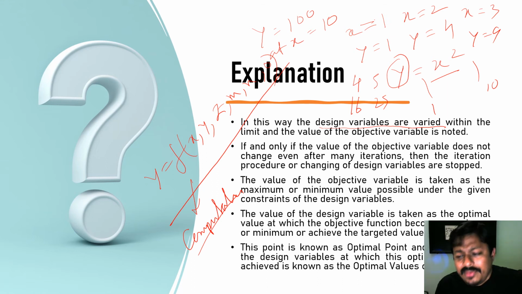And actually, the very term optimization technique refers to the computational program you use to optimize an objective function. And the value 100 is the maximum value that can be achieved, keeping in view the constraint imposed upon the input variable or design variable. This value is known as the optimal value. And at what point is this optimal value achieved? It is at x equal to 10, correct?